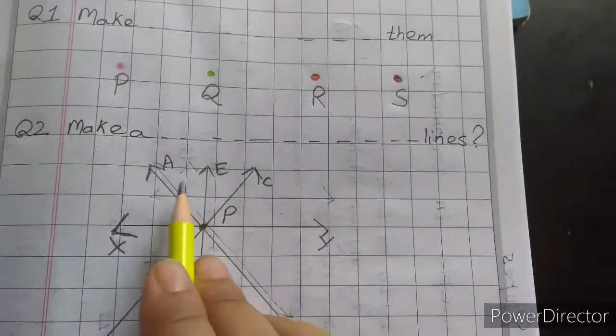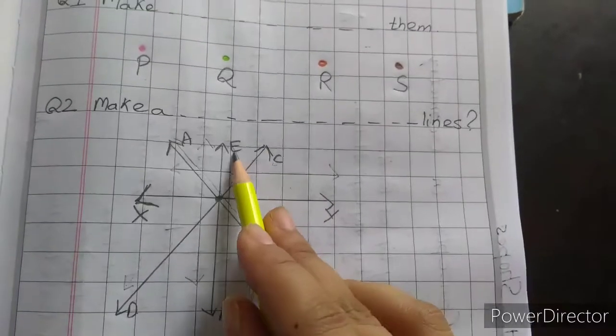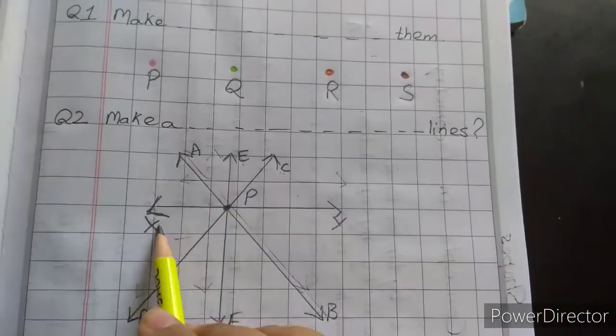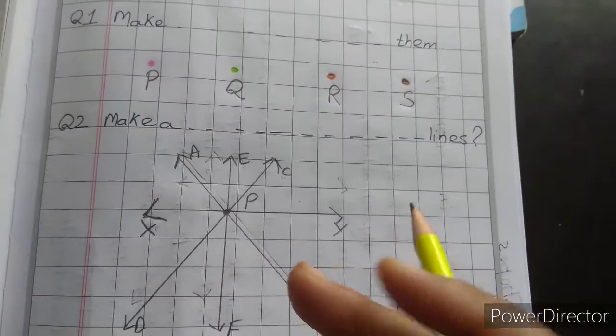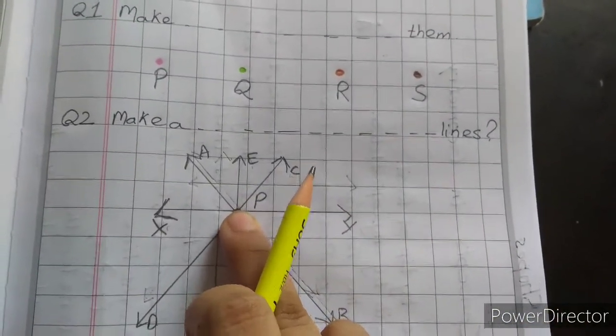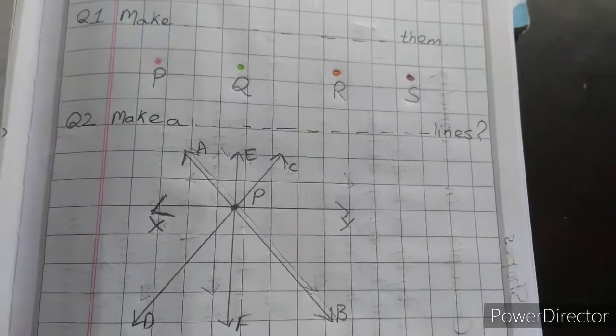So I have named them A, B, C, D, E, F, X, Y. You may make more than this also. इससे ज़्यादा भी बना सकते हो आप लोग. And this is the point from where all the lines are passing. Okay.